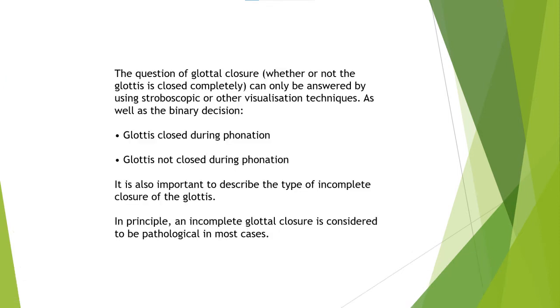Stroboscopy is until now our most secure way of defining the glottal closure, eventually with other visualization techniques. The question of glottal closure can only be answered by using stroboscopic or other visualization techniques, as well as the binary decision: glottis closed during phonation and glottis not closed during phonation. It is also important to describe the type of incomplete closure of the glottis. The following categories are distinguished: ventral gap, dorsal gap, continuous chink-shaped gap, spindle-shaped gap, hourglass glottis, irregular gap.